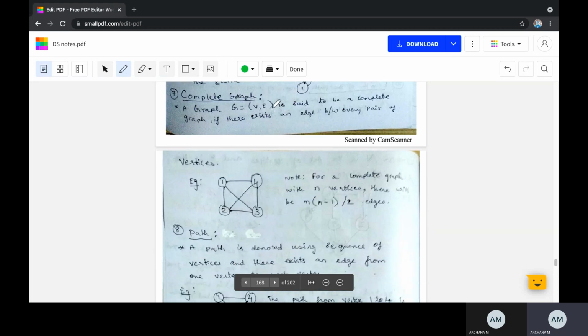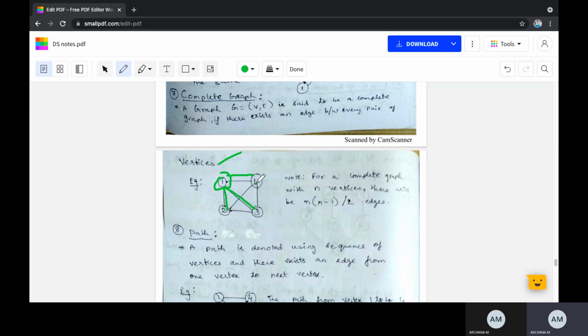Then complete graph. A graph G(V, E) is said to be a complete graph if there exists an edge between every pair of vertices. Look here, there is a complete graph, that is, for every pair of vertices there will be an edge. For example, I take one is connected to 4, one is connected to 3, and again one is also connected to 2. There should be a connection from one vertex to all other vertices. That is known as a complete graph.